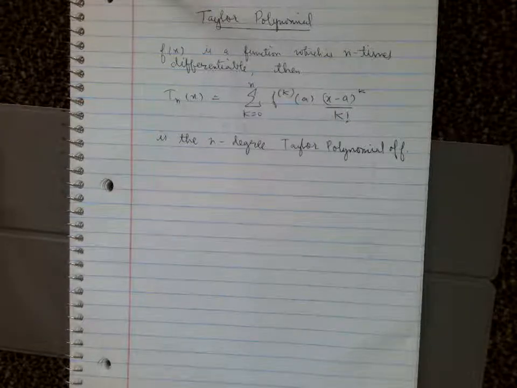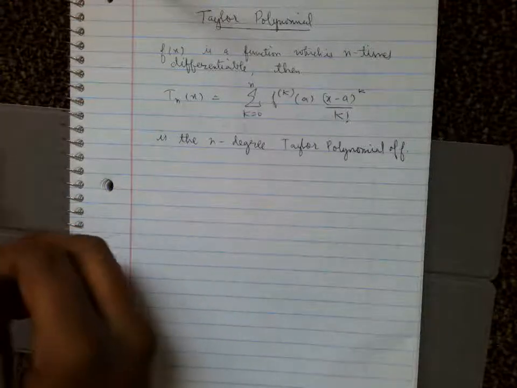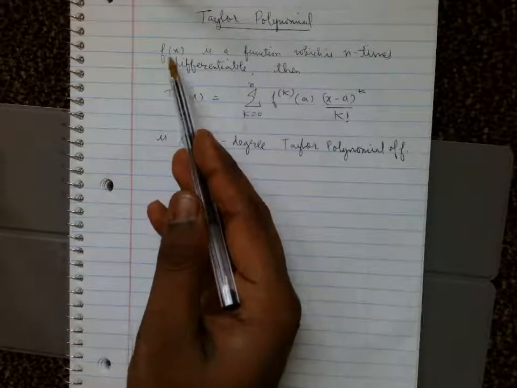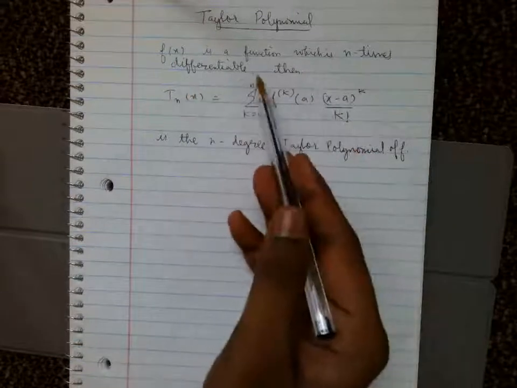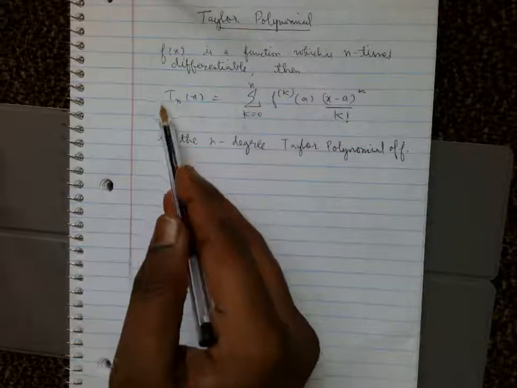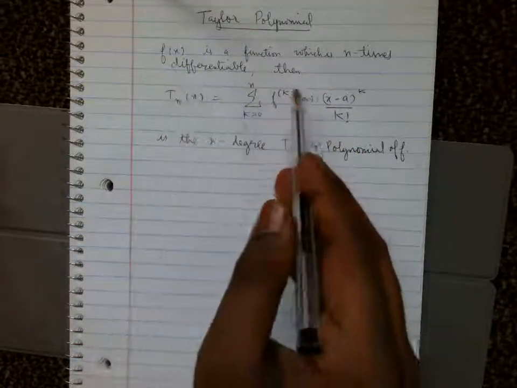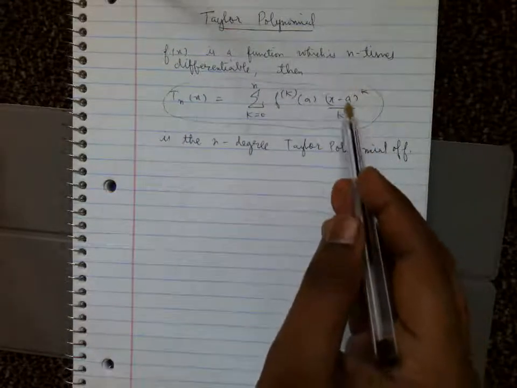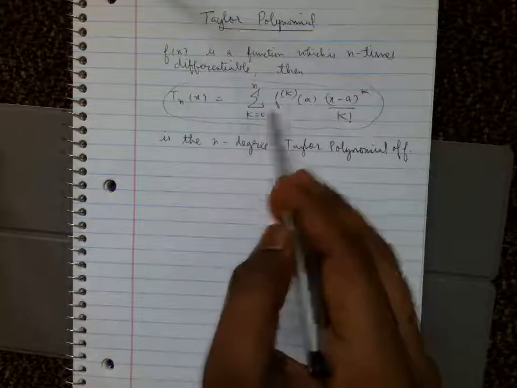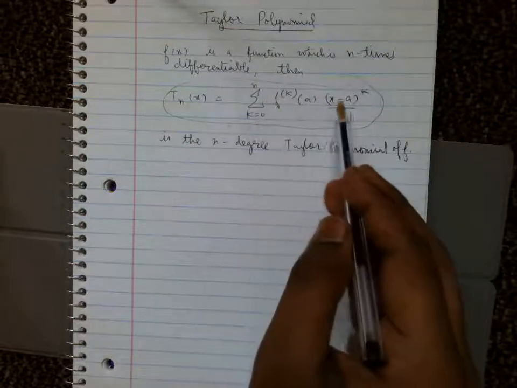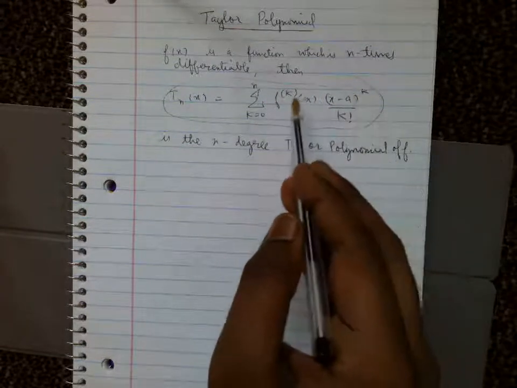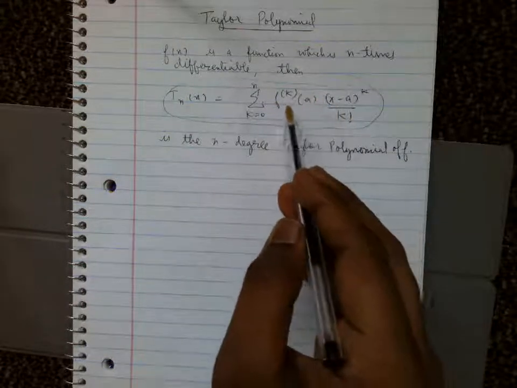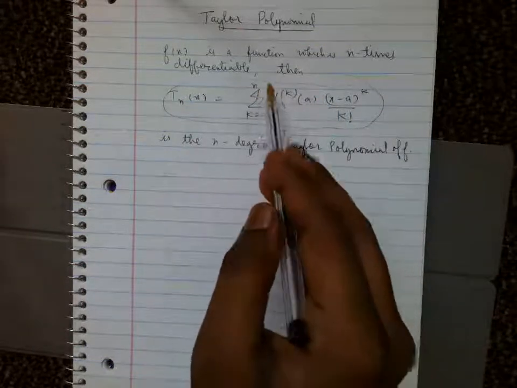In this video, I'll be talking about a Taylor polynomial. If given any function f of x, which is n times differentiable, then we define the Taylor polynomial of f to be this function, which is clearly a polynomial because it is of the form of a summation of x minus a to the power k, and the sum is only finite.